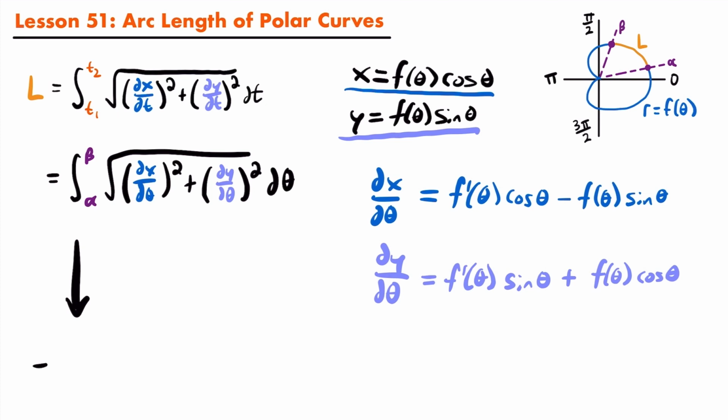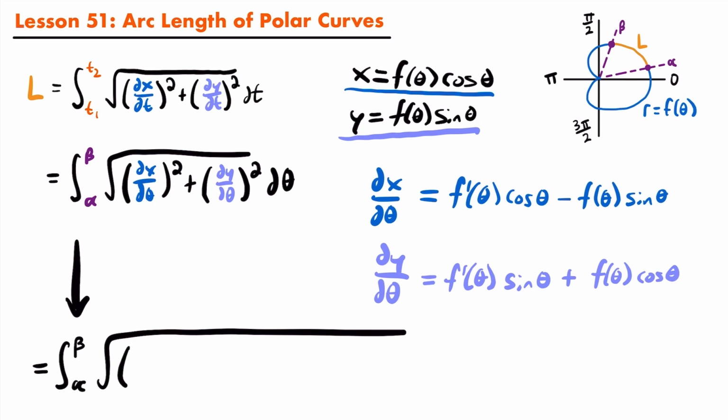The arc length is going to be equal to the integral from alpha to beta of the square root of (dx/dθ) squared. So we're going to have this whole expression squared. So let's write that in there. We're going to have f prime of theta times cosine theta minus f of theta times sine theta, squared. And we're going to add that to (dy/dθ) squared.